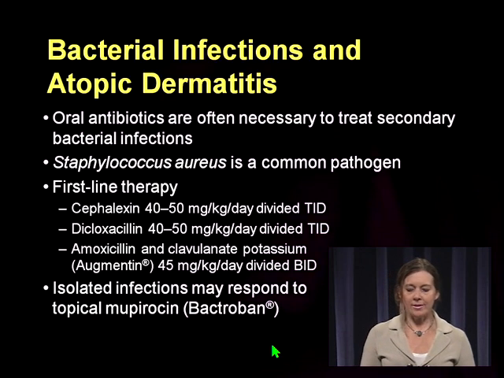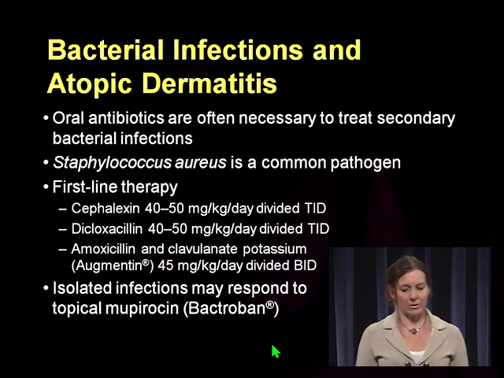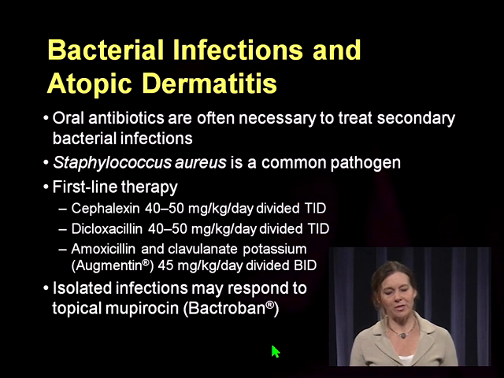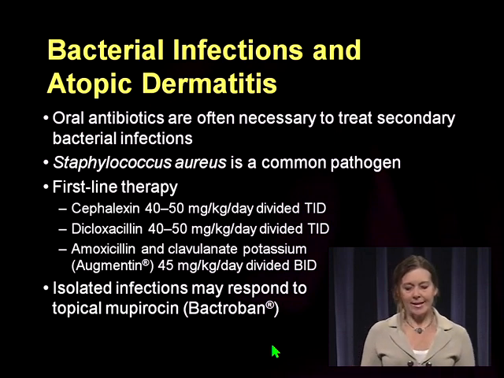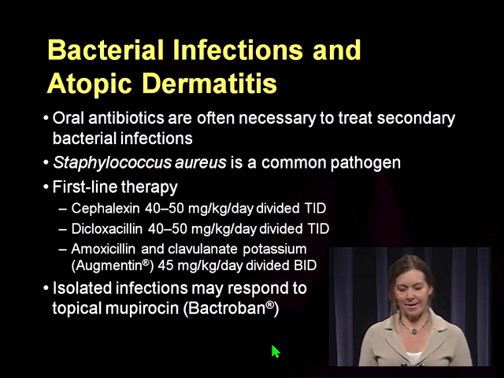So in some situations, the colonization is very extensive and the patients develop secondary infections that are widespread and require management with oral antibiotics. Again, Staphylococcus aureus is the number one pathogen. I will say, though, we are seeing more emergence of Streptococcus pyogenes in the setting of atopic dermatitis. So we usually recommend using antibiotics that cover both Staph aureus and Strep pyogenes. And these would include cephalexin, dicloxacillin or amoxicillin, and clavulanic acid.